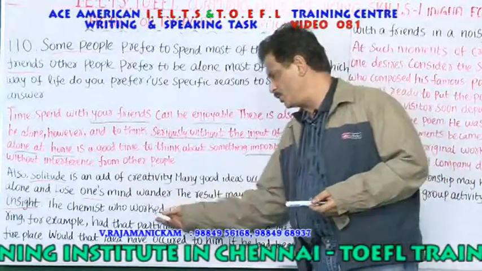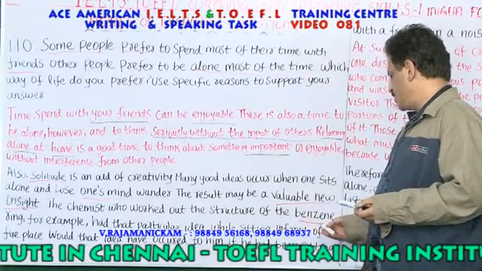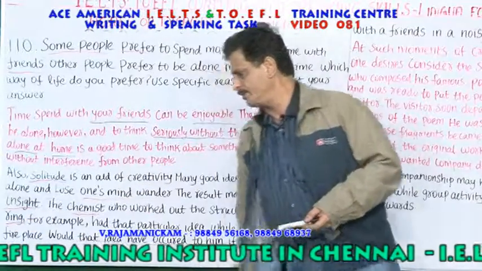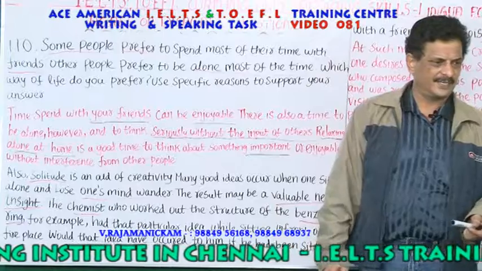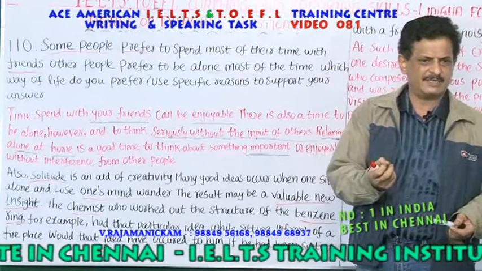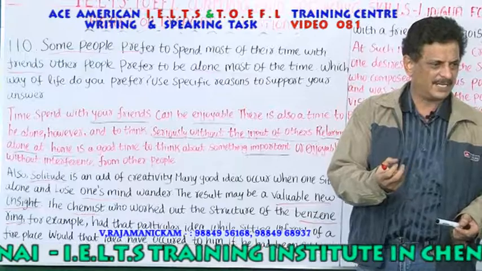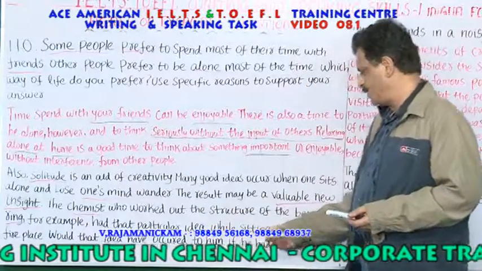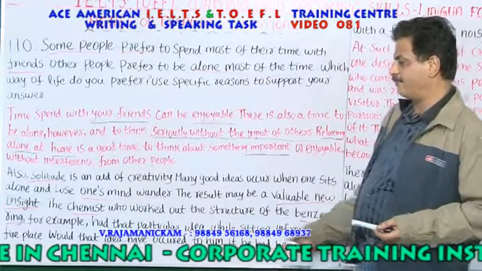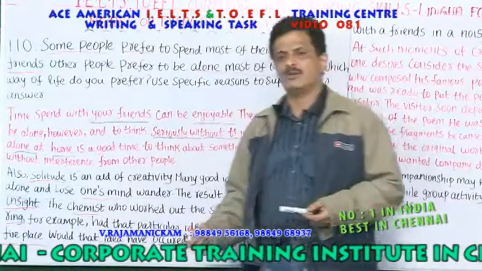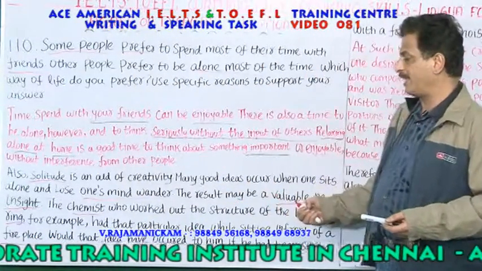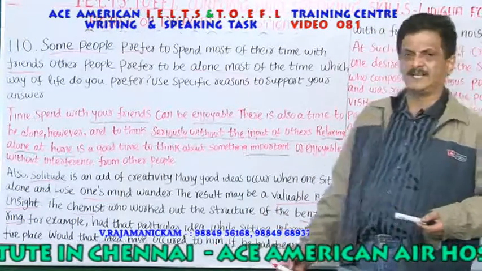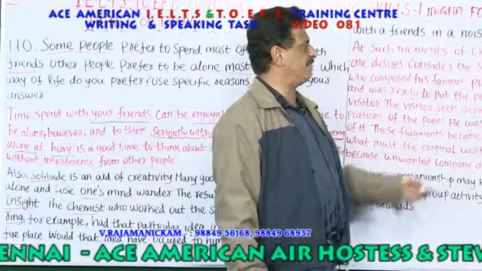So here, the chemist who worked out the structure of the benzene ring. What do you mean by benzene ring, sir? Benzene is something flammable. Immediately it can catch fire. For example, the chemist had that particular idea while sitting in front of a fireplace. When he was sitting in front of a fireplace, he got the idea of this benzene ring that immediately catches fire. Would that idea have occurred to him if he had been sitting with a friend in a noisy tavern?